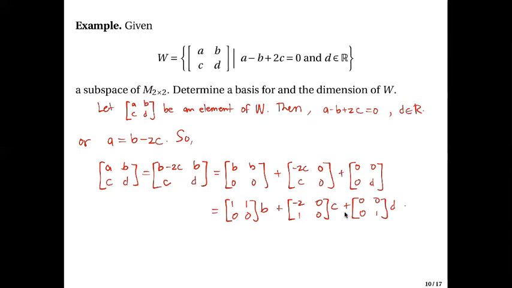So B, C, and D, these are just real numbers. Now, every matrix A, B, C, D can be written in this form. And you can check that these three matrices here, they form a linearly independent set. Okay?